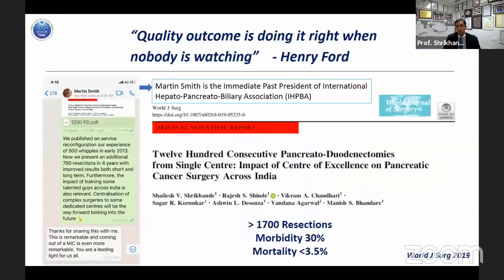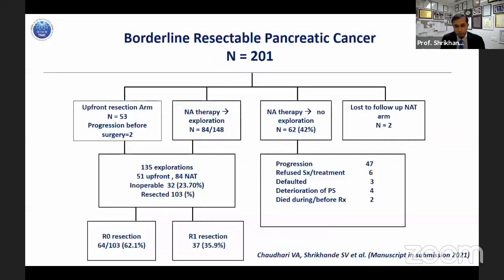But I'll show you some more data that in the last few hundred resections, our mortality is much lesser than that also. We've published this work of 1,200 Whipple resections, which is considered to be a landmark, especially for the low and middle income countries, as has been suggested by Martin Smith, who's the immediate past president of the GI-HPB.